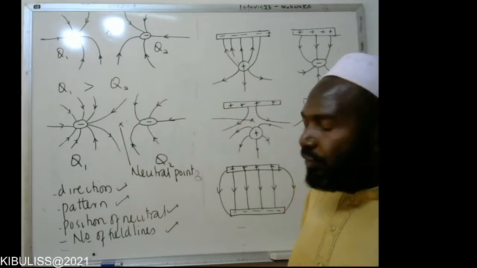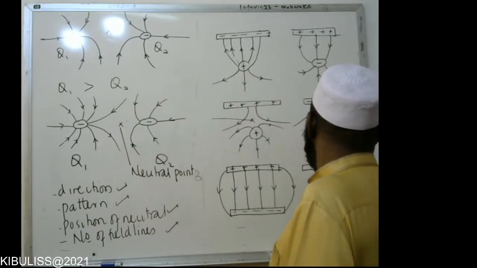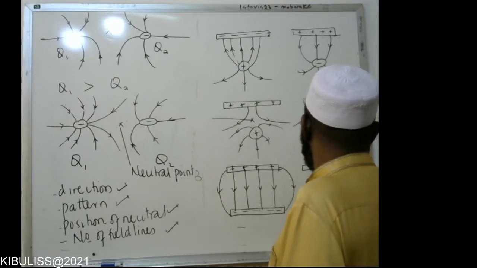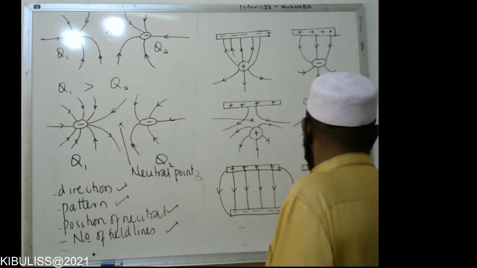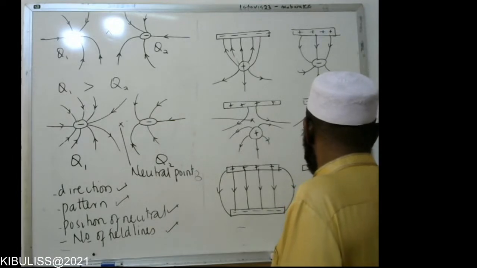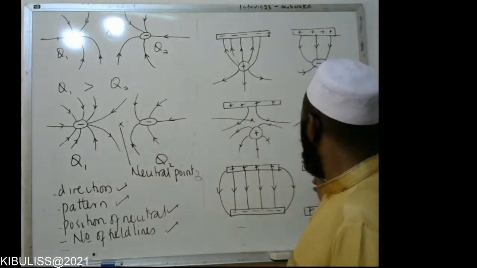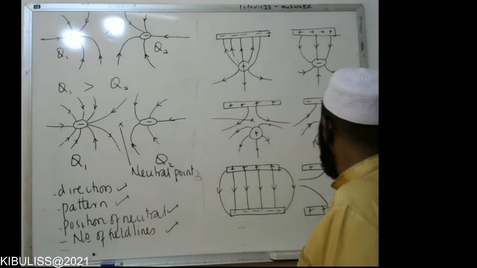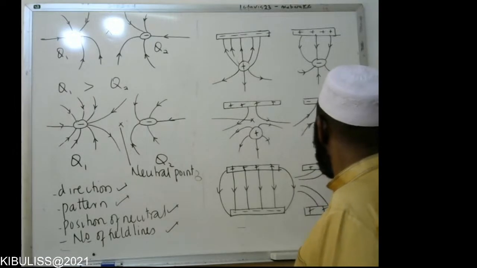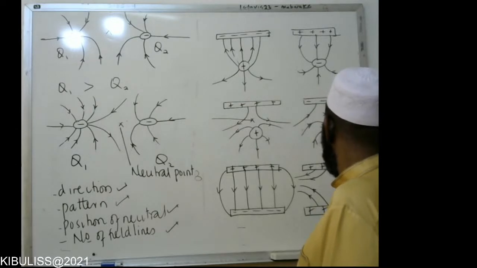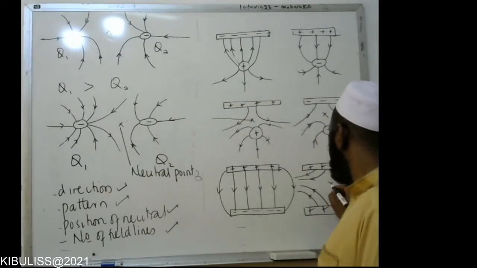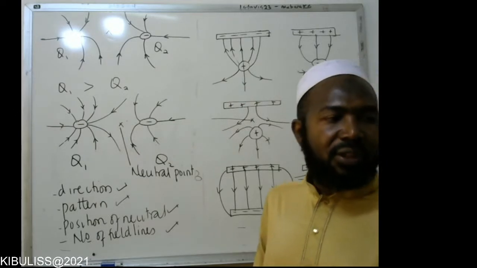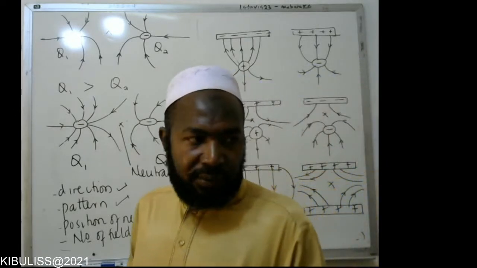Or we could have a positive plate and a positive plate. These ones are going to repel, creating the position of the neutral point, depending on how many field lines. The number of field lines dictates the quantity of charge that is present. There we have a neutral point. The same thing will happen if you use a negative charge.